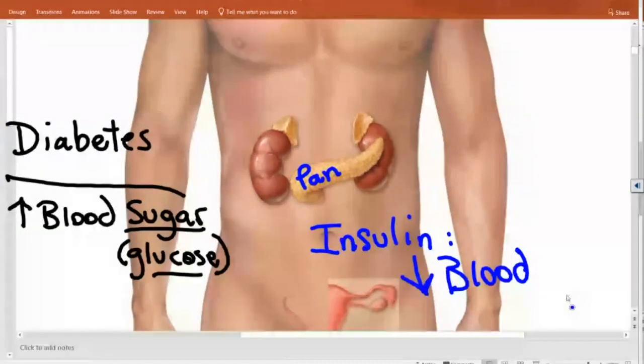Very good. You can say decrease, lower, reduce. There's lots of words that mean make it go down, right? The job of insulin is to lower the amount of sugar that's in the blood. To lower the blood sugar.